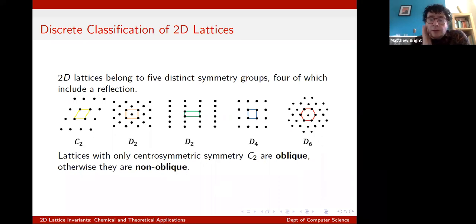In this case, we are using non-oblique simply to mean anything that has more than one kind of symmetry element, more than the inversion element, in its symmetry group.